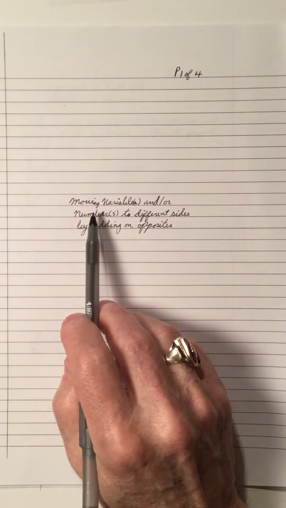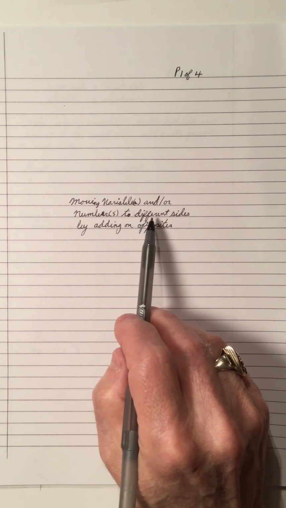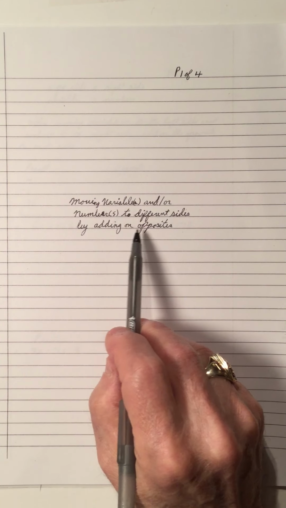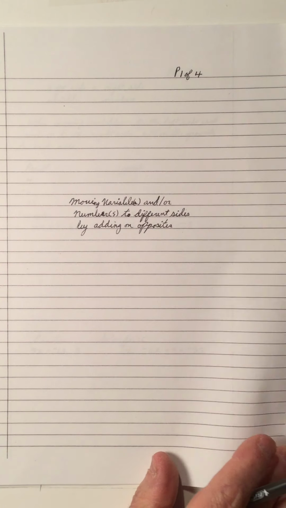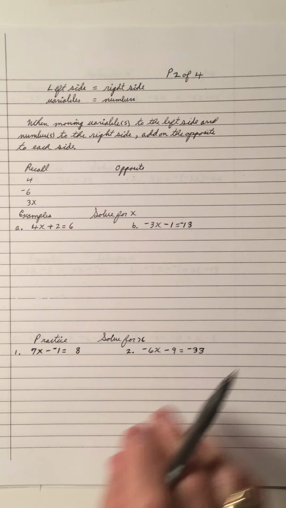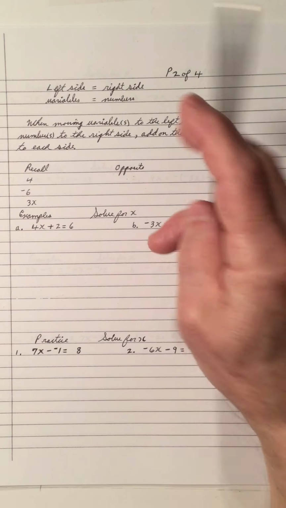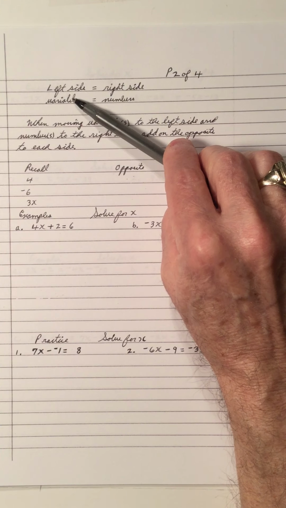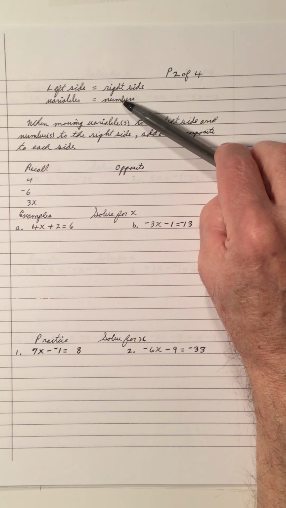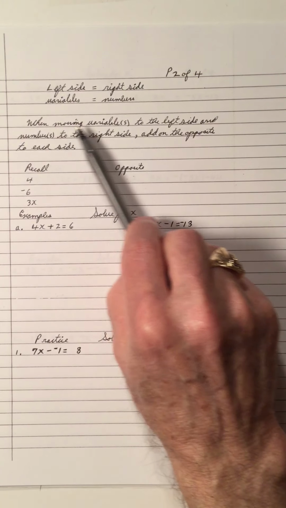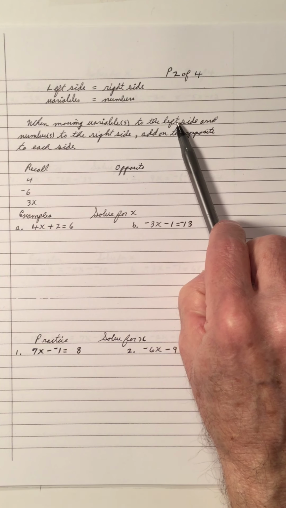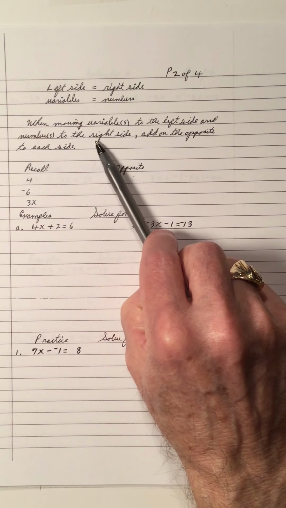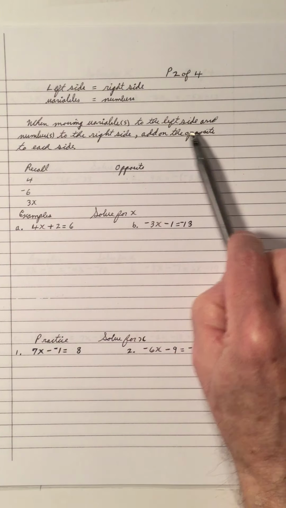We're going to solve by moving the variables and/or the numbers to different sides by adding on the opposite. When solving, I will place the variables on the left side and I'll place the numbers on the right side. When moving variables to the left side and the numbers to the right side, add on the opposite to each side.